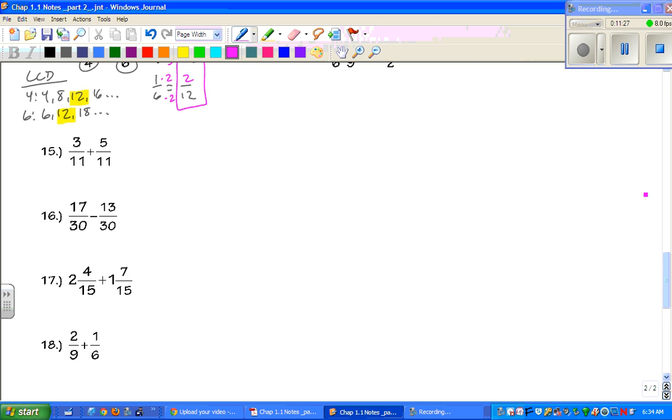Okay? But for number 15, do they already have common denominators? They do. The denominator stays the same. Add the top. And it's in lowest terms. Okay, number 16. The denominators are the same. So we can go ahead. 17 minus 13 gives us 4. Are we done? No, because this isn't in lowest terms. Okay, so you need to reduce this. Divide it by 2. And you get 2 over 15.